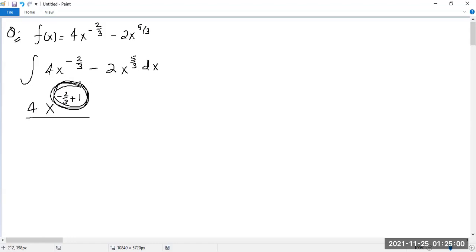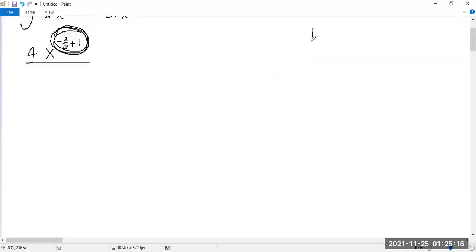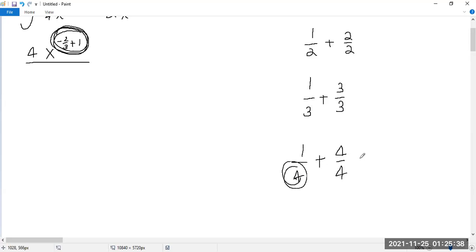So the question then is, what is -2/3 plus 1, right? But before I actually answer this question, I sort of want to digress for a moment. How do we easily add 1 without having to think too much into it? Suppose I asked you to do 1/2 plus 1. Well, an easy way to do this is look at the denominator and just write 2/2, right? Or if you had 1/3, just write 3/3. Or if you had 1/4, just write 4/4.